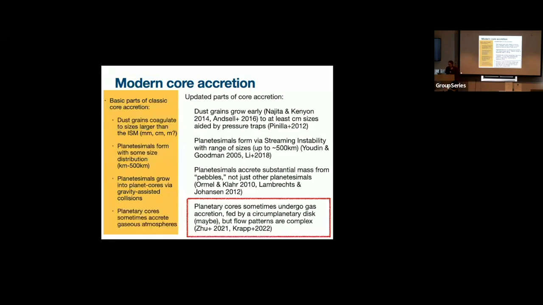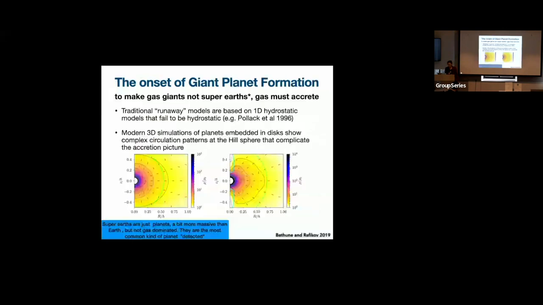So I want to take the last part of this talk to try to understand a little bit better this last phase of giant planet formation, taking advantage of some of the big advances we've had recently in computational modeling. So I started with this traditional runaway model going back to the 80s and 90s, where as long as you grow a large enough core, you can just suck up a big gas atmosphere as long as there's enough disk around to do it.